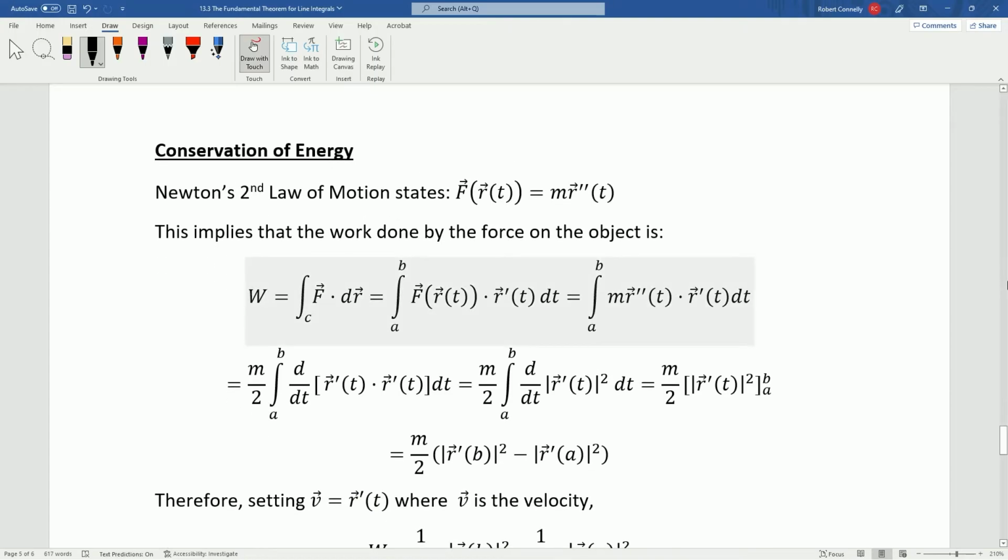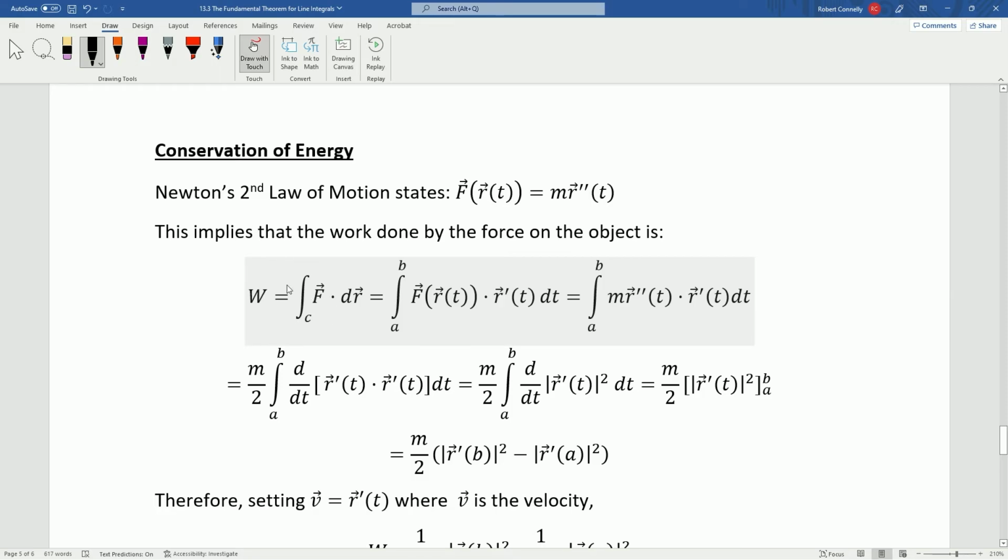Okay, so conservation of energy. Newton's second law of motion states that force equals mass times acceleration. In other words, the force along a path, or at a point in the path, is equal to the mass times the acceleration of that curve at that moment.